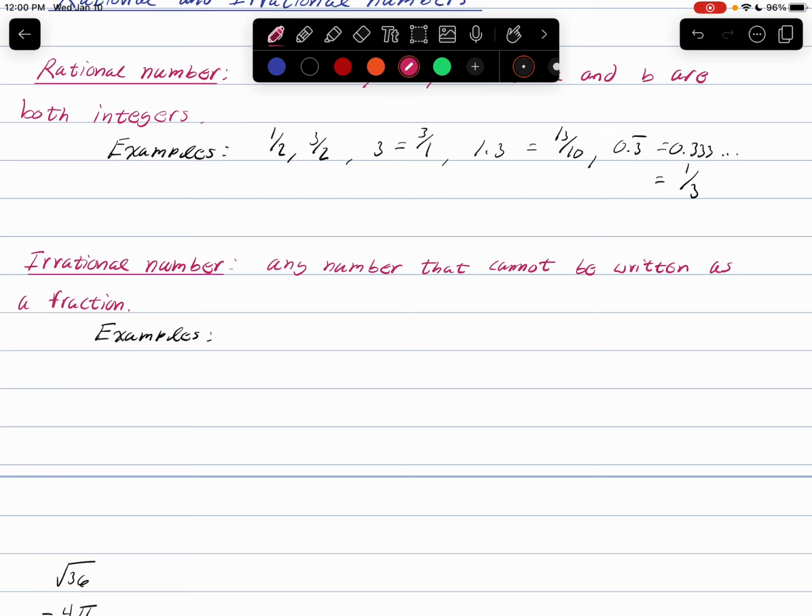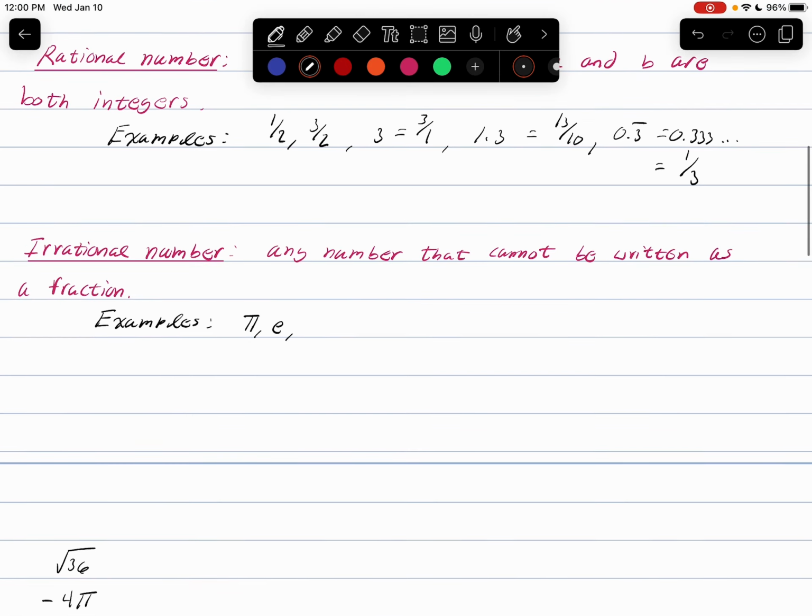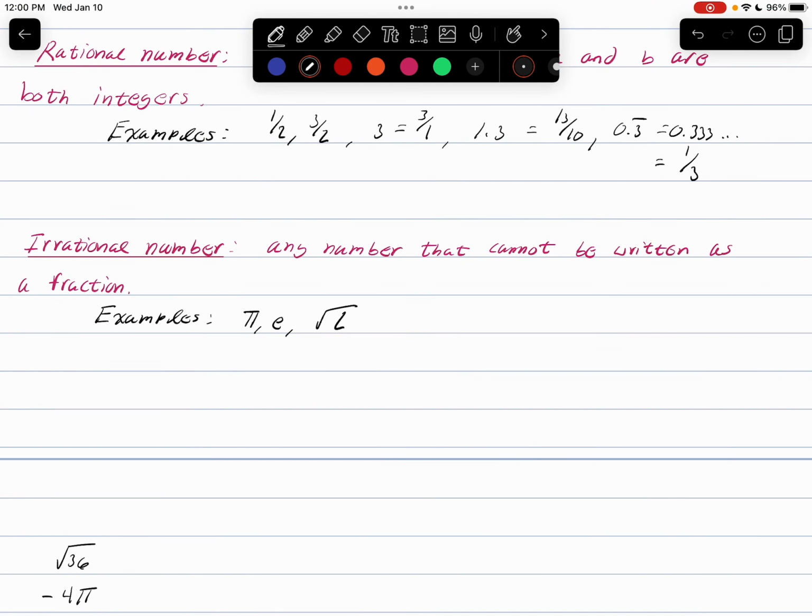A lot of the more common examples of this are numbers like pi or e. These are numbers that you're going to maybe see pop up a little bit later in this semester. Hopefully, we've all seen pi before. E is another number like it, used for different purposes, but it's also an irrational number. We can also say that something like the square root of 2 is an irrational number as well.